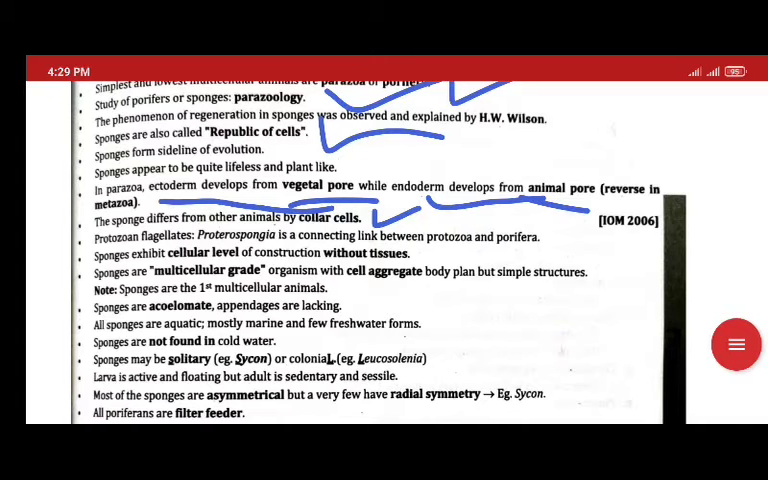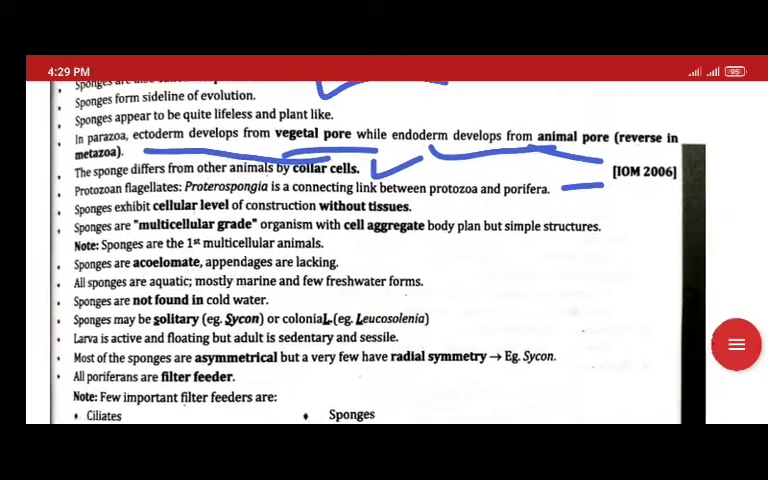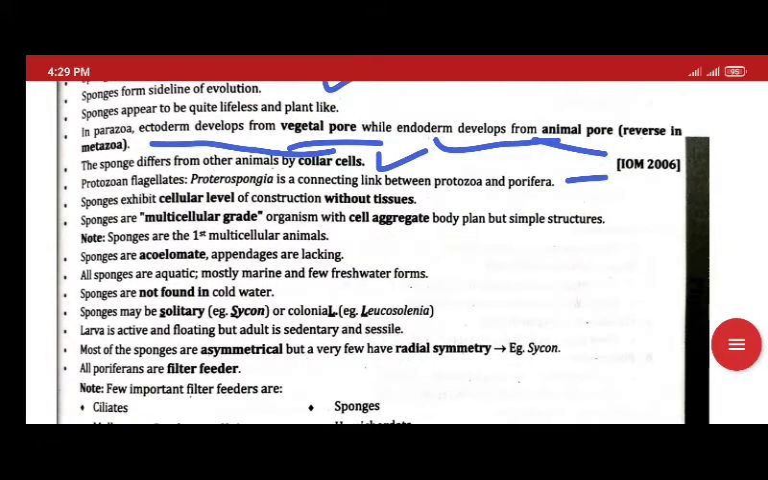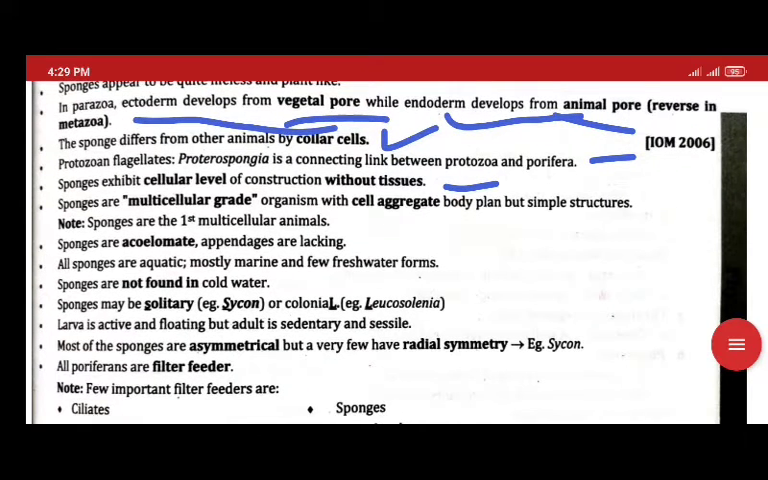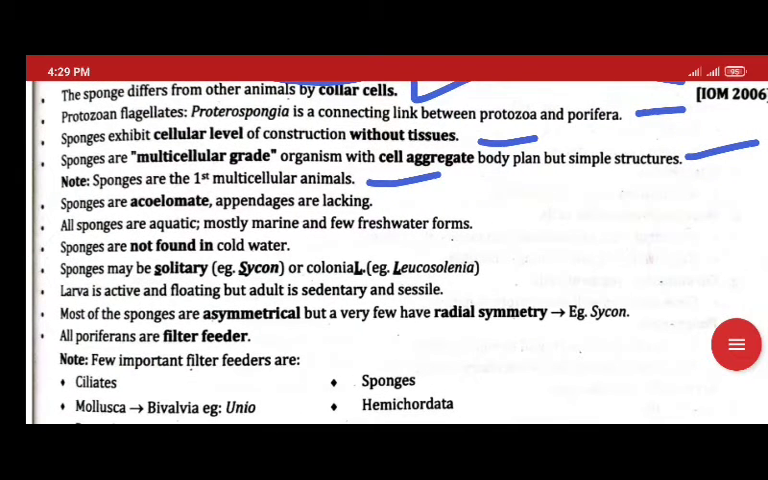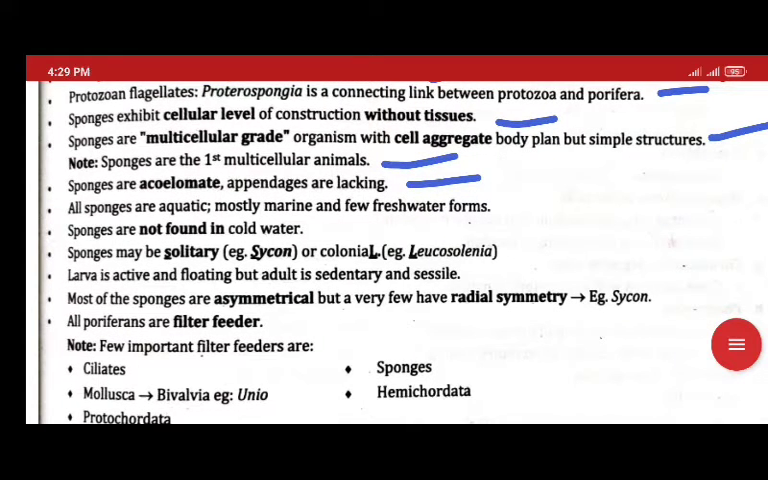Protospongia is a connecting link between Protozoa and Porifera. We have studied this in evolution too. A sponge is at the cellular level without tissue, a multicellular grade because of cell aggregation. A sponge is the first multicellular animal. Before sponge, which phylum? Protozoa. Protozoa is not multicellular, only acellular, and within the cell there is cytoplasm and protoplasm. Now sponges are all acoelomate and lack appendages too.